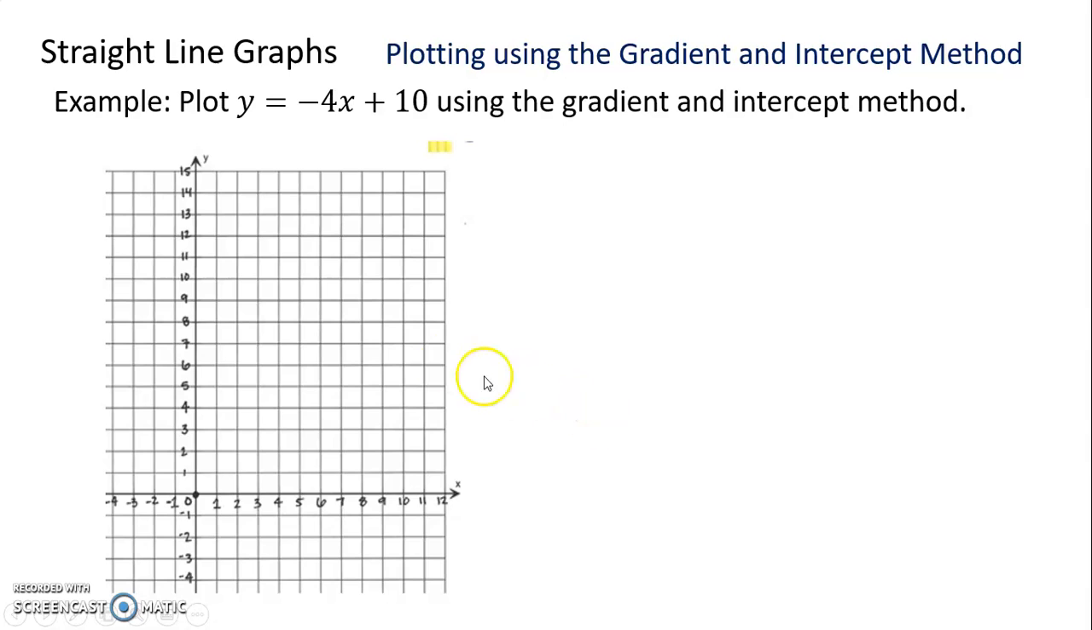Another one with a negative gradient for you to practice. Pause the video and give this one a go. Okay, the y-intercept here is at 10, and then we're going to be going along 1, down 4, and again, and then we can join that up, get a nice straight line.